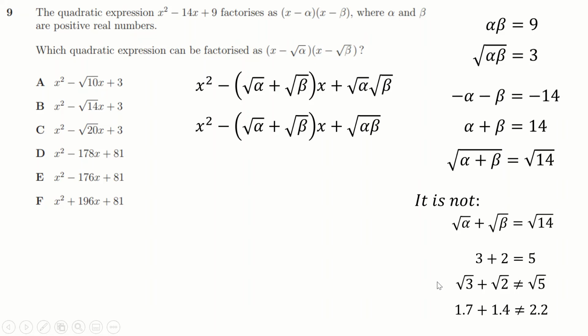And in fact, we can get some feel that root alpha plus root beta is quite a lot more than root alpha plus beta. Like root 3 plus root 2 is quite a lot more than root 3 plus 2, or root 5. And so for these two, I know root alpha plus beta is root 14. I know that because I've just rooted both sides of this properly. But that means that root alpha plus root beta, I think, is more than root 14. And the only option that's more than root 14 is root 20. So it must be this one here.